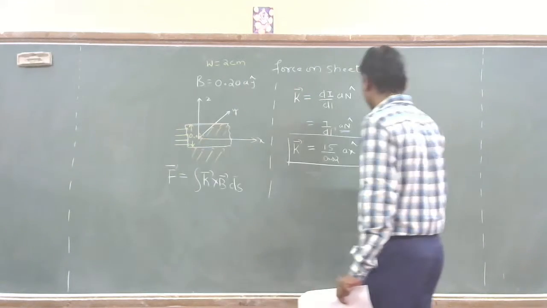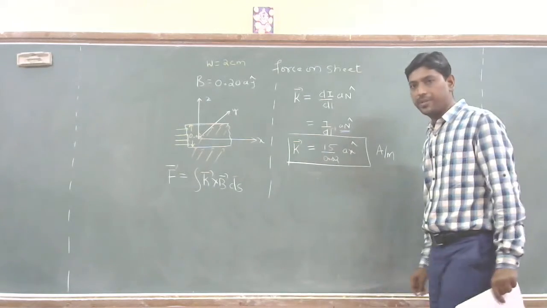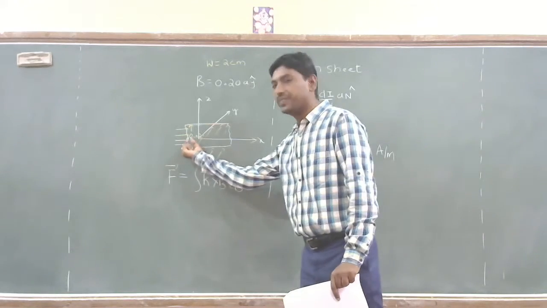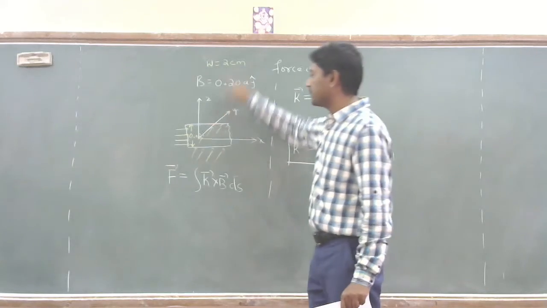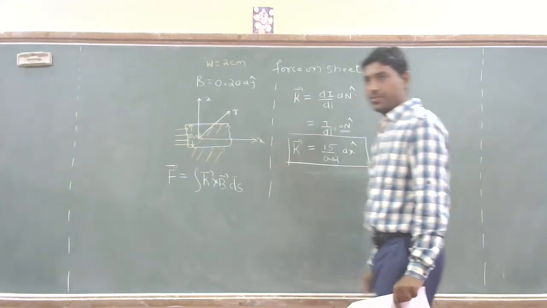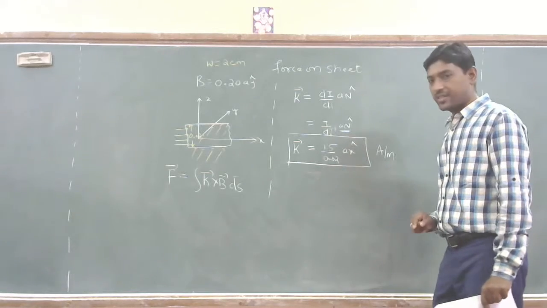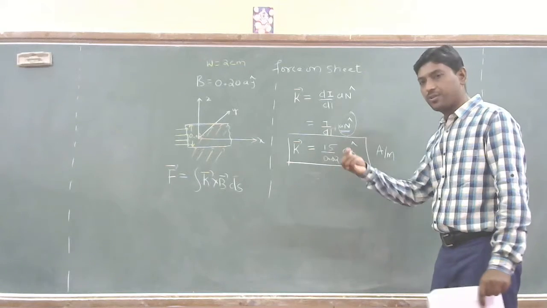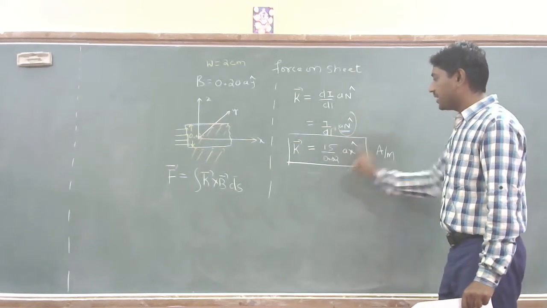And we know that the unit of K is ampere per meter. It's a current per unit width. 15 divided by the width, 2 centimeter, which is 0.02. So we got to know the surface current density, and an hat is nothing but the direction of the current, that is ax. So that is our K.